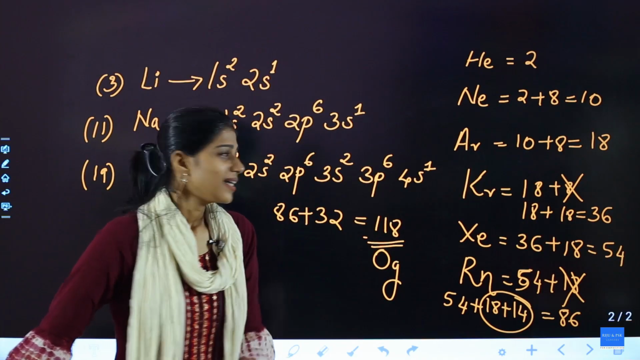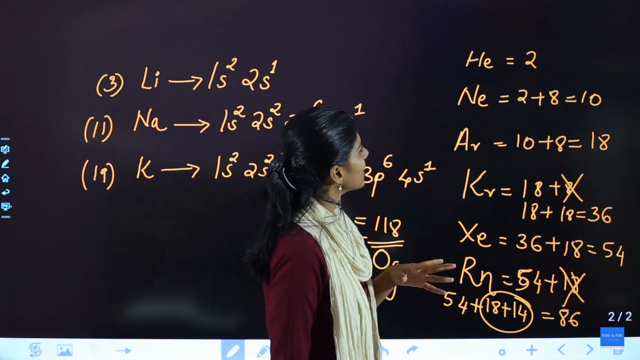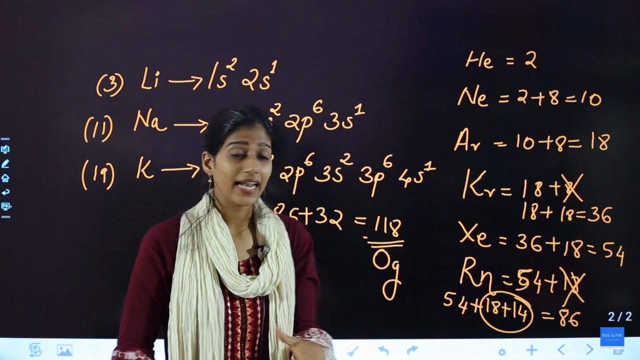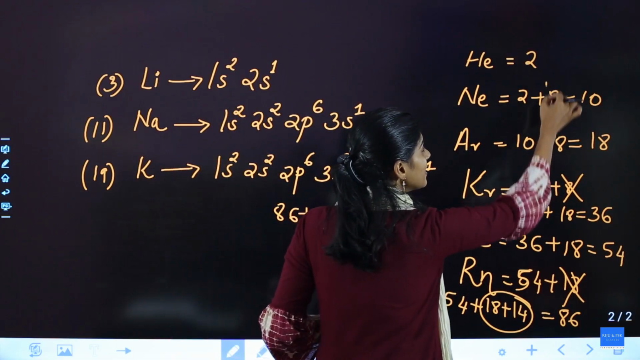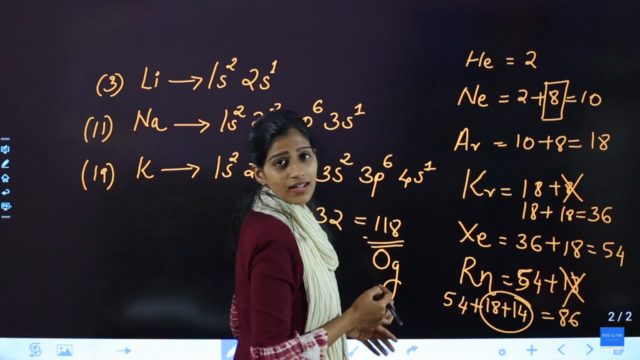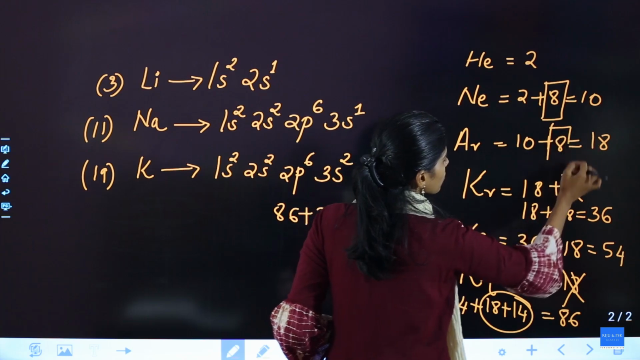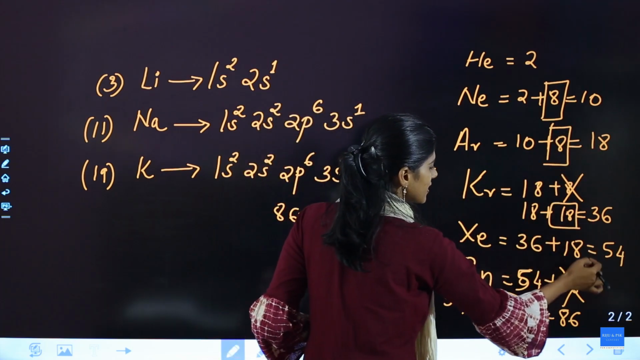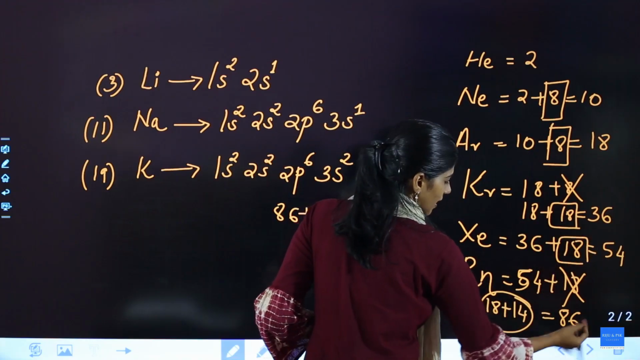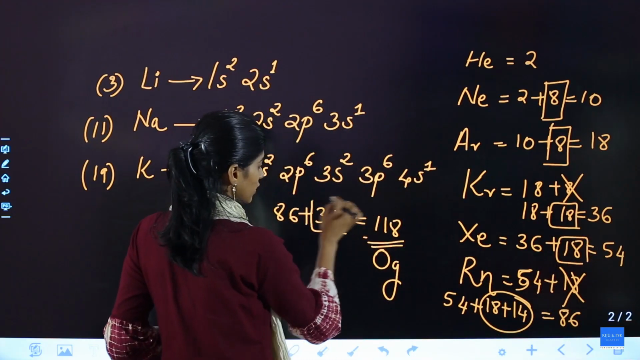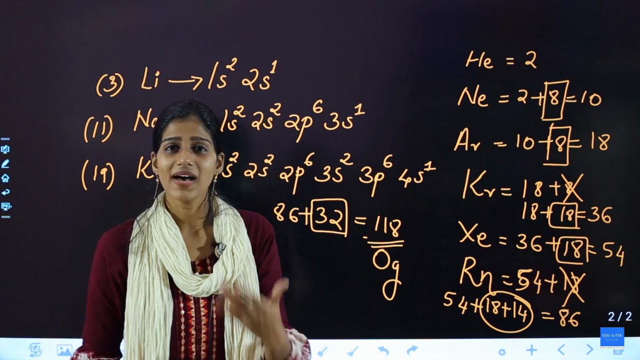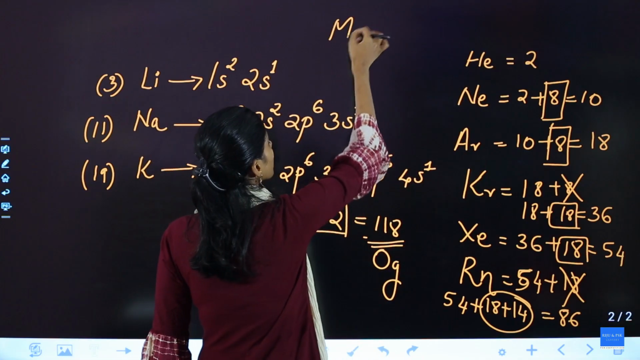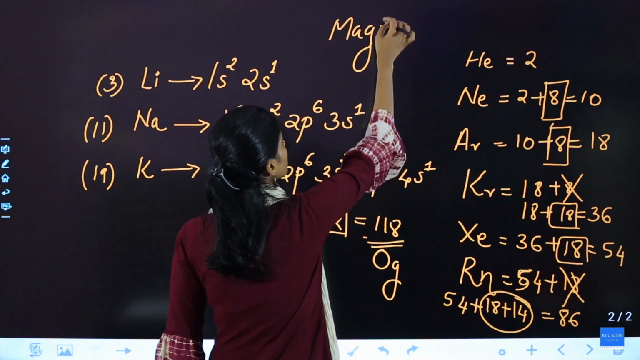Okay. So, dear children, the numbers which are actually used to add are 8. In the next also we have added 8, 18, and here we have added 32. These are known as magic numbers. Okay. So, these are all your magic numbers.